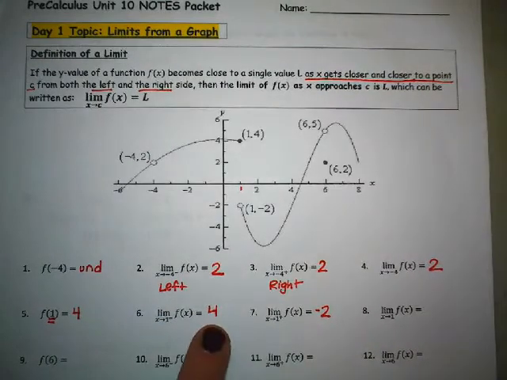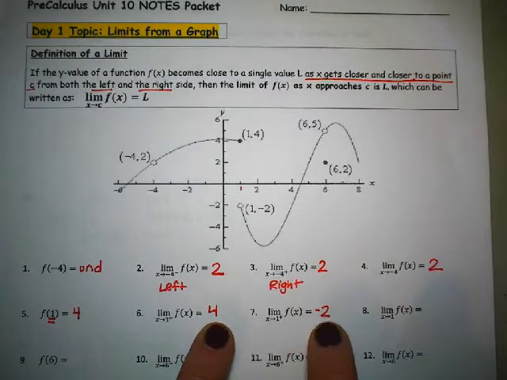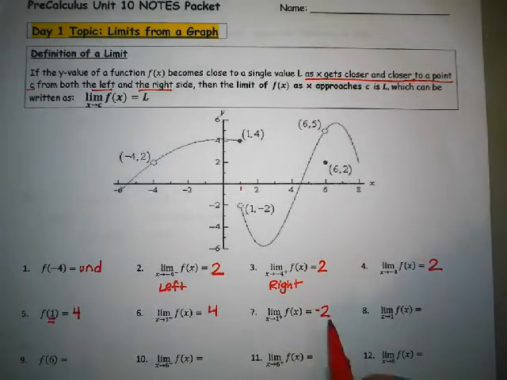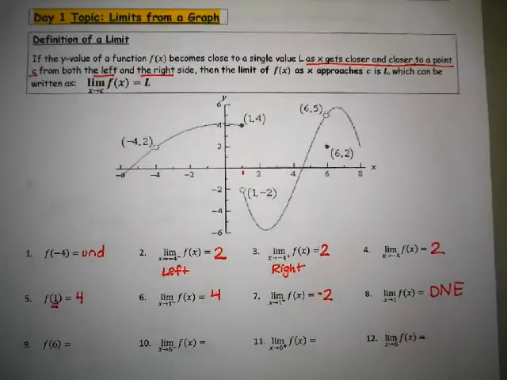Now, my left-hand limit was 4. My right-hand limit was negative 2. In order for a limit to exist, like this is the actual limit over here, number 8, it has to go to the same number from the left and from the right. So if it doesn't, then we say the limit does not exist, or we say DNE.